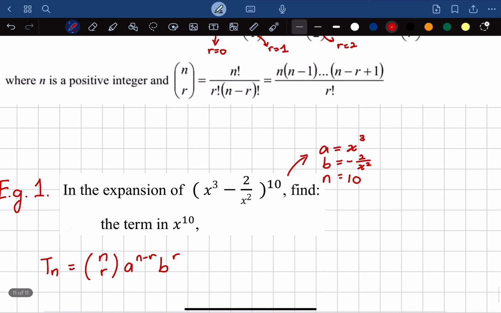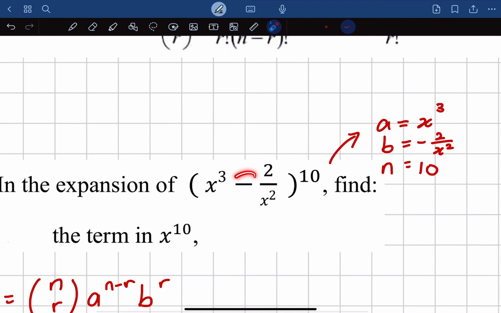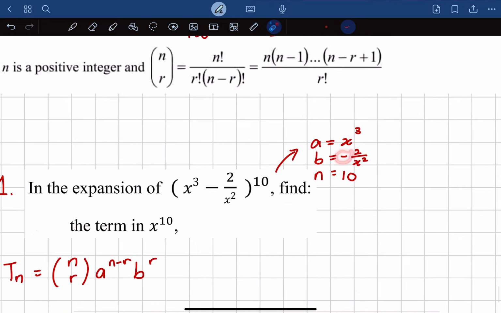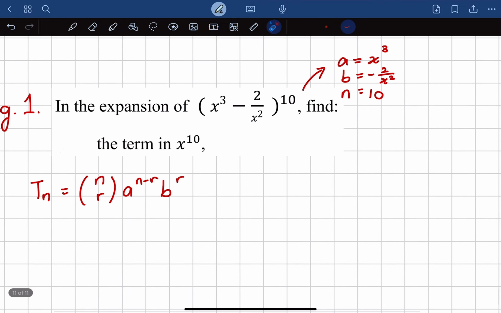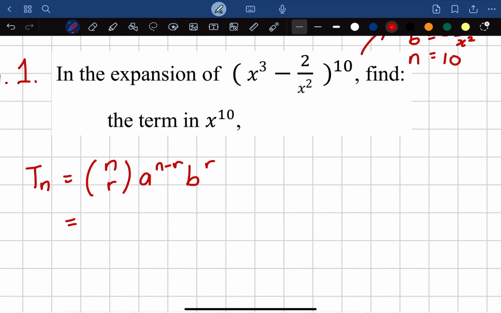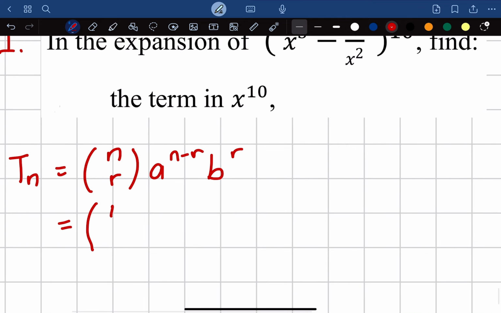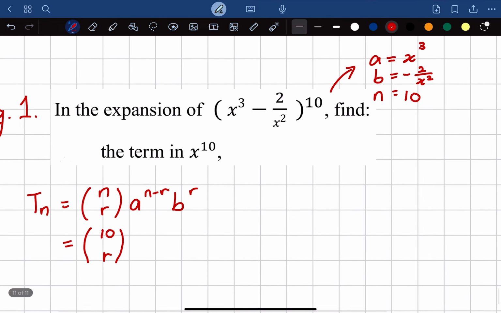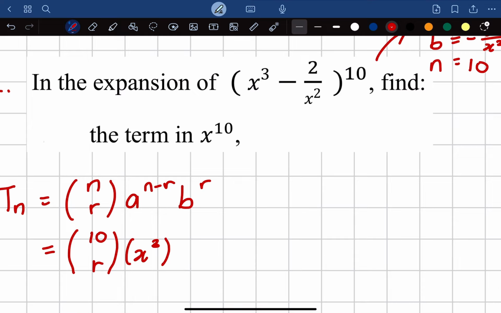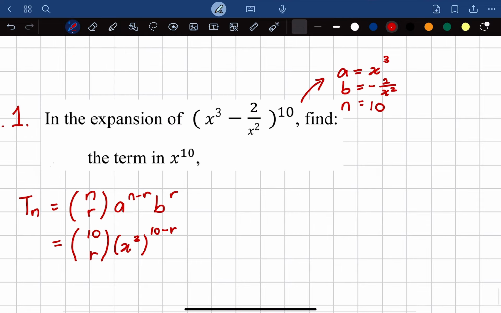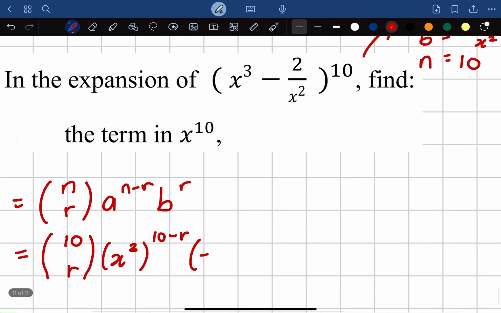Once I identified this, especially because there's a negative sign here, your b also has a negative sign. Then we won't make any careless mistakes when we simplify these terms. So my next step, I write out the general term by replacing all my known values. So I know that the general term is 10 choose r times a power 10 minus r, where a is replaced by what we have found over here, which is x cubed power 10 minus r, times b, which is negative 2 over x squared power r.